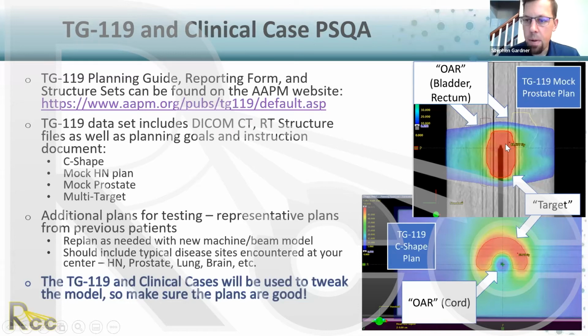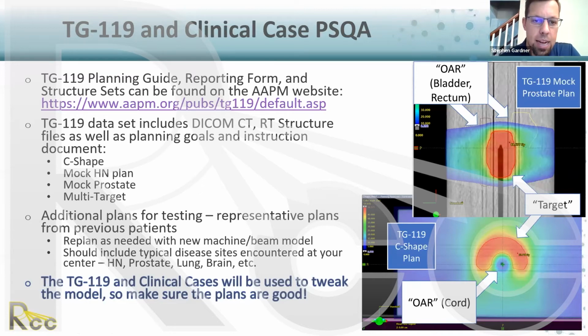Here, this is the mock prostate plan. This is supposed to be mimicking what a prostate would look like with bladder and rectum. And so TG119, planning guide, the reporting form, and structure sets can all be found on the AAPM website. I've provided the link here, and we can make that available too. There should be a link in the references slide as well at the end of this presentation.